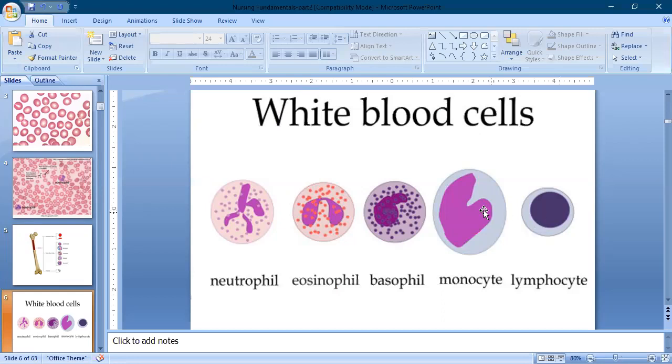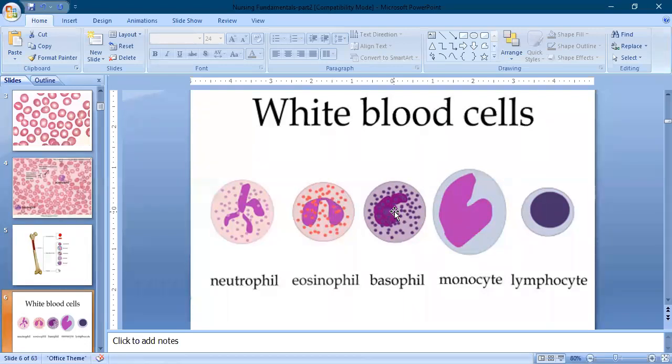Then monocyte, it is 2 to 8%. Increases during protozoal or viral infection, like tuberculosis or chronic infection. Then eosinophil, it is 1 to 4%, increases during allergic reaction. So if the NCLEX board asks, because of allergic reaction, which cell goes up? Eosinophil.